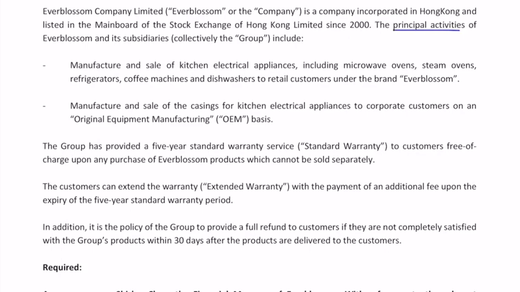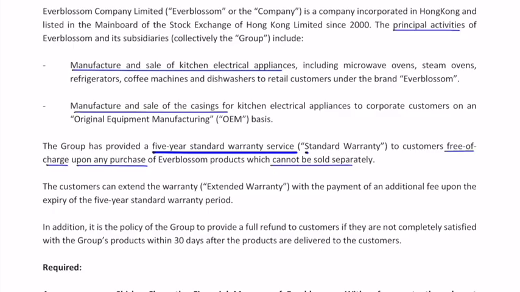The principal activity of the entity is the manufacture and sale of kitchenware and electrical items, and of casings for kitchenware and appliances. The company has provided a 5-year standard warranty to customers free of charge upon purchase of the company's products, which cannot be sold separately. This is a standard warranty that cannot be sold separately. It appears to me this is an assurance warranty, but I do not conclude yet. You have to discuss the factors to consider.